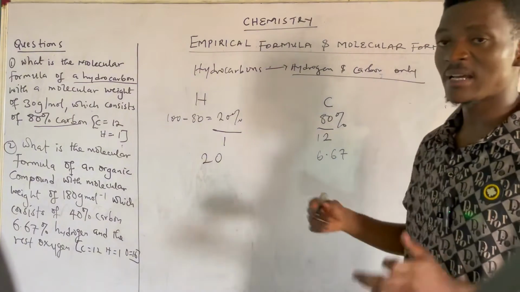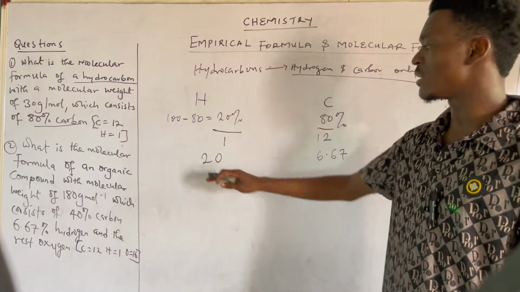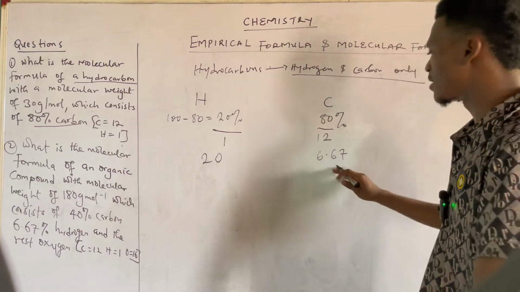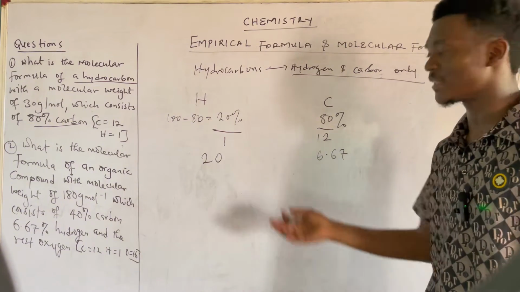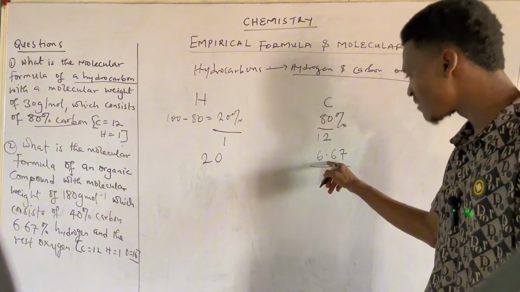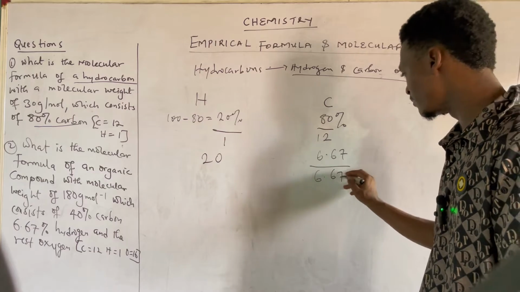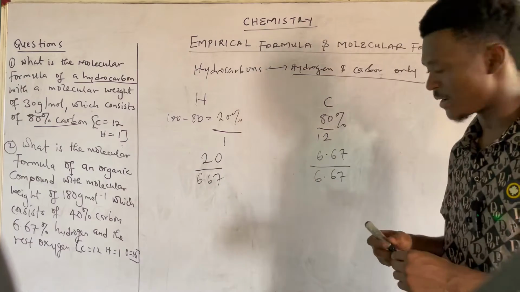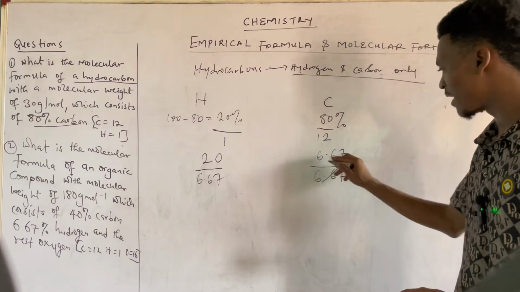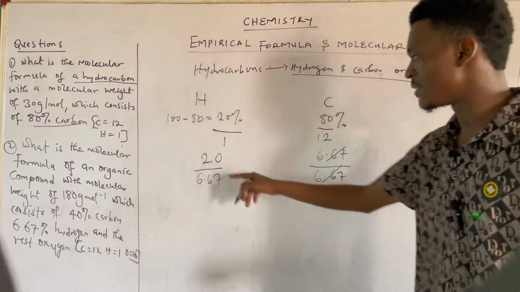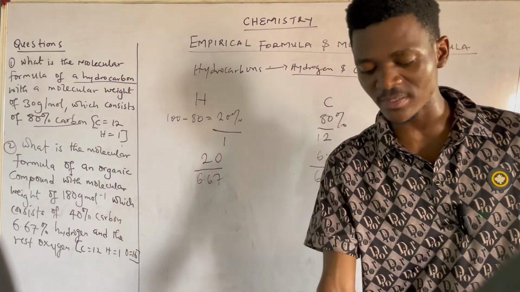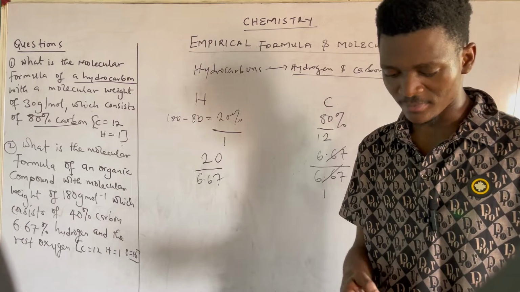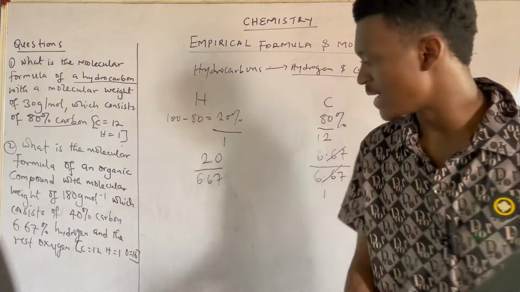Then the next thing I said, if you paid attention, was we will divide all through by the smallest value. Now between 20 and 6.67, it is obvious that 6.67 is smaller than 20. So we have to divide by 6.67. That's just how it works. Alright? So 6.67 by itself becomes 1, and 20 divided by 6.67 gives us 2.99.